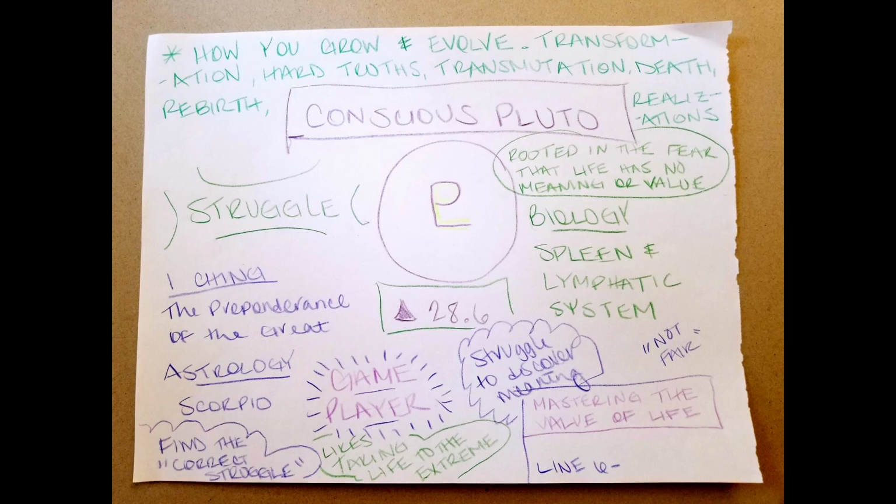Next, we have the conscious Pluto, which looks like the letter P standing on the ground, I guess. And it represents how you grow and evolve, transformation, hard truths, transmutation, death, rebirth, and realizations. And for me, that's gate 28.6. It's the first line 6 that I think I have in my chart. And gate 28 is the gate of struggle.